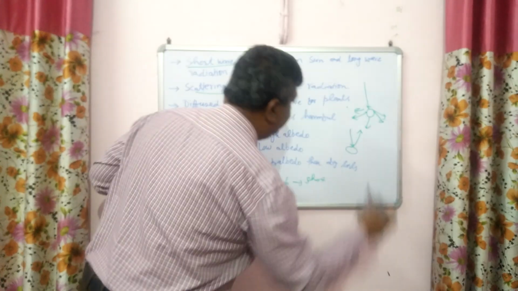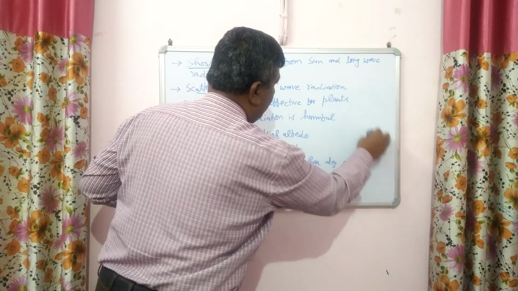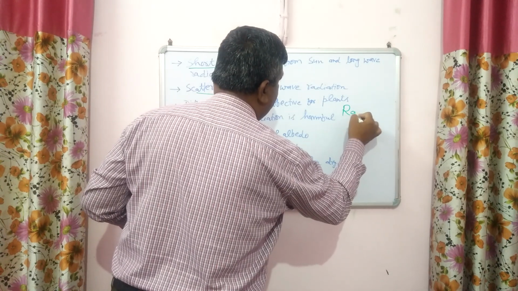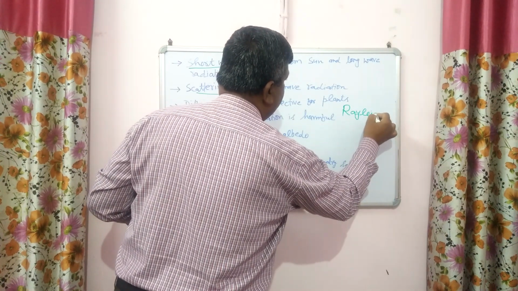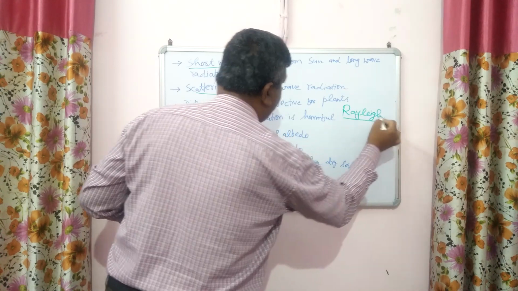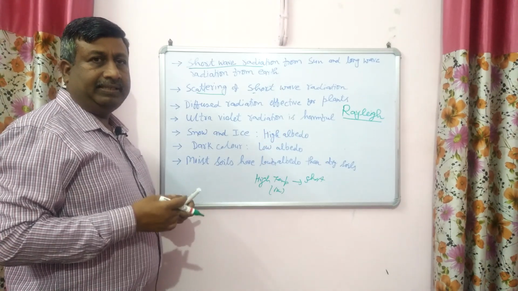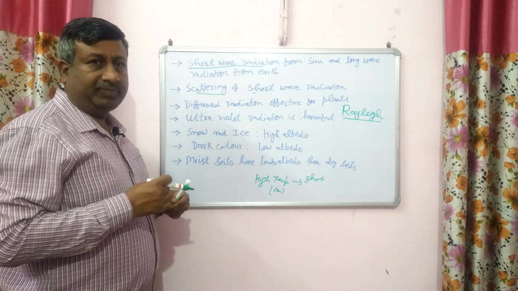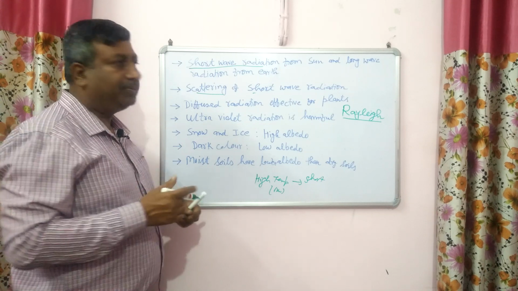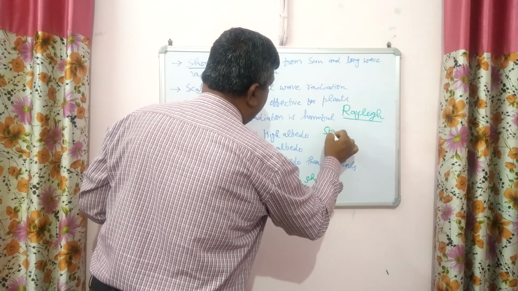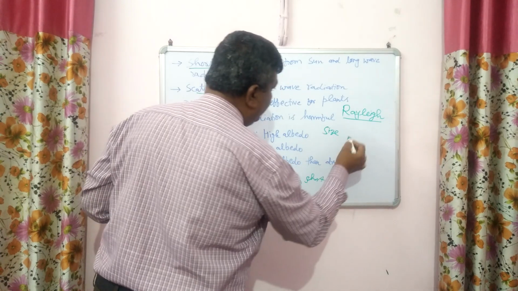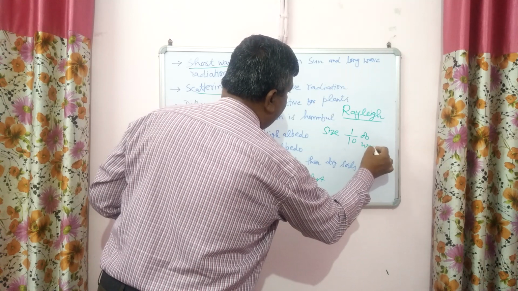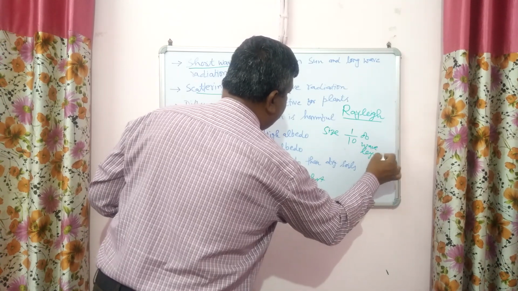Actually, this scattering phenomenon was described by a scientist, Rayleigh. According to Rayleigh, scattering occurs by particles if the particle size is less than 1/10 of the wavelength. So if the size of the dust particles or any pollutant is 1/10 of the wavelength, then these particles cause the scattering.